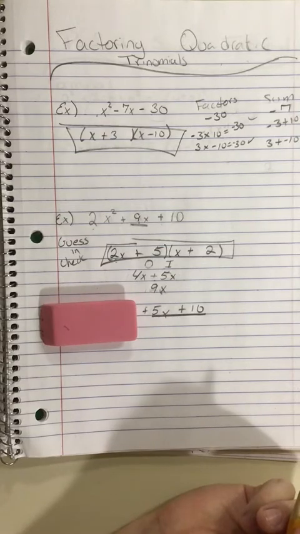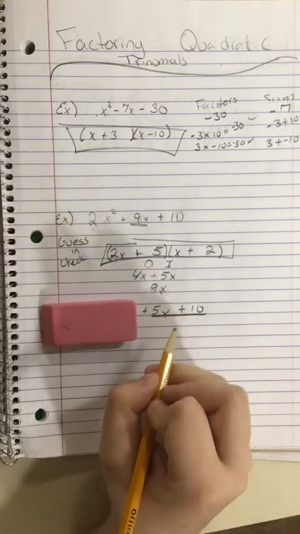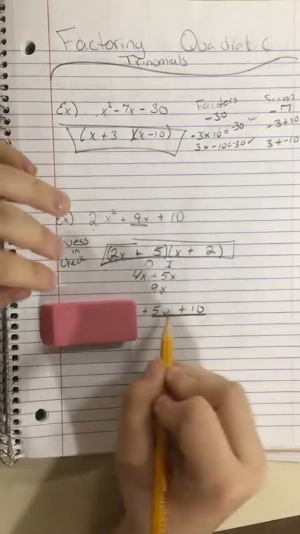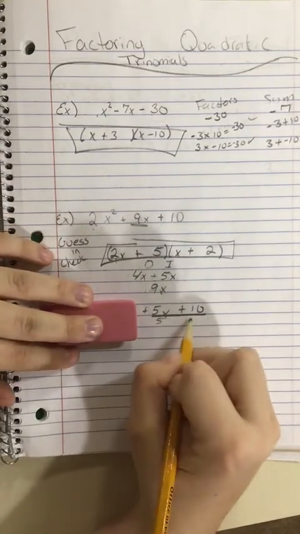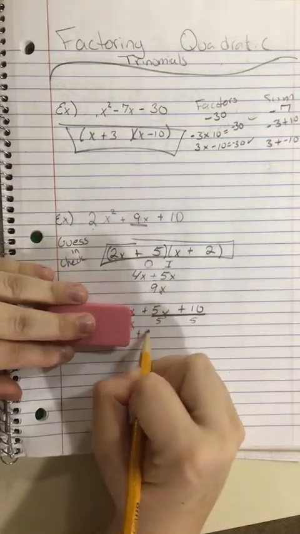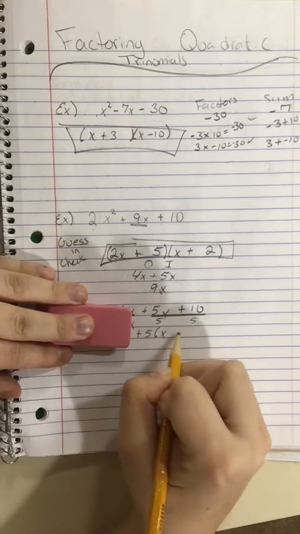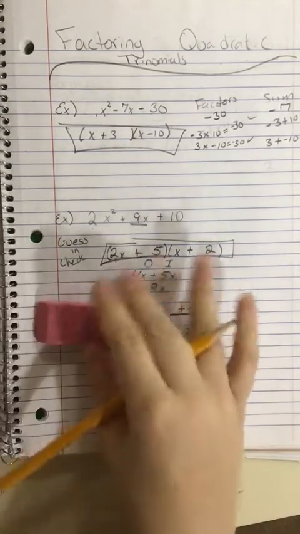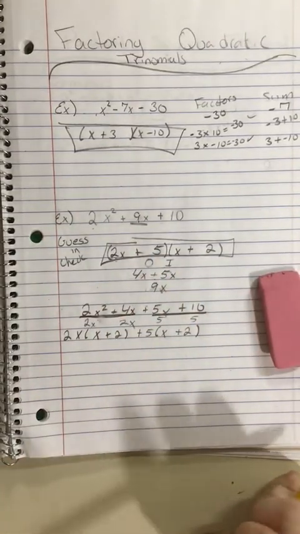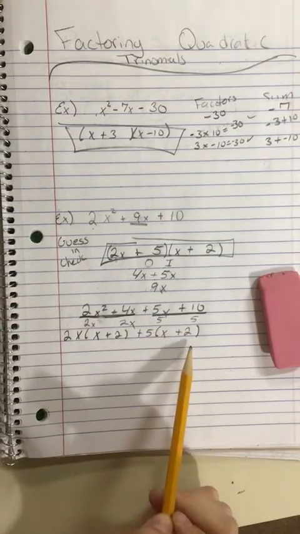Now I'm going to cover this part up. And all I can pull out over here is a 5. So I'm going to divide both terms by 5. And I get x plus 2. So now I'm down to this.